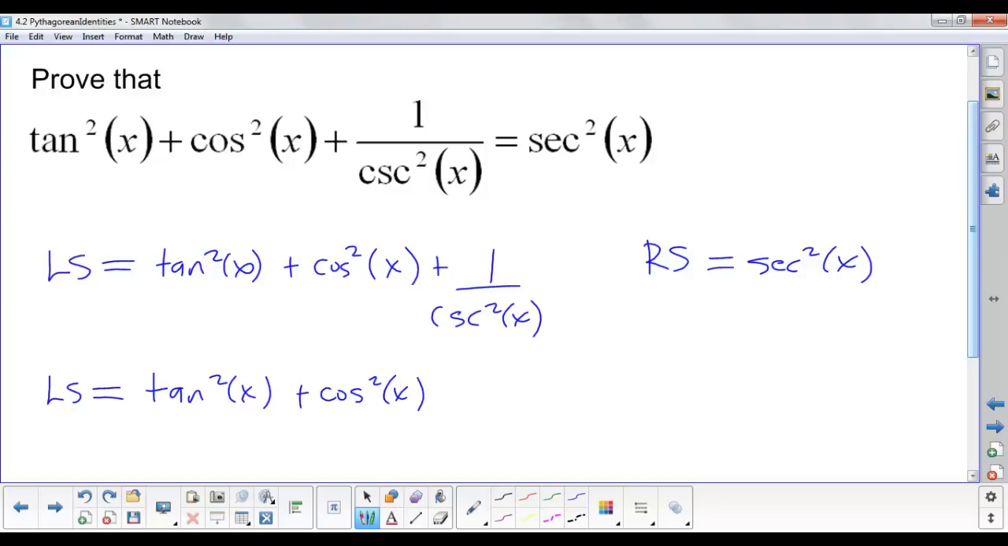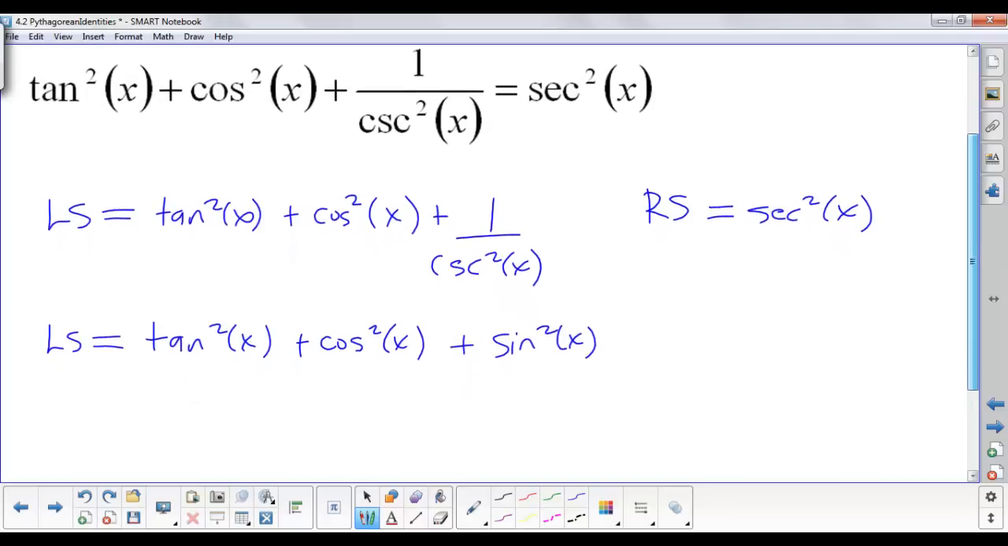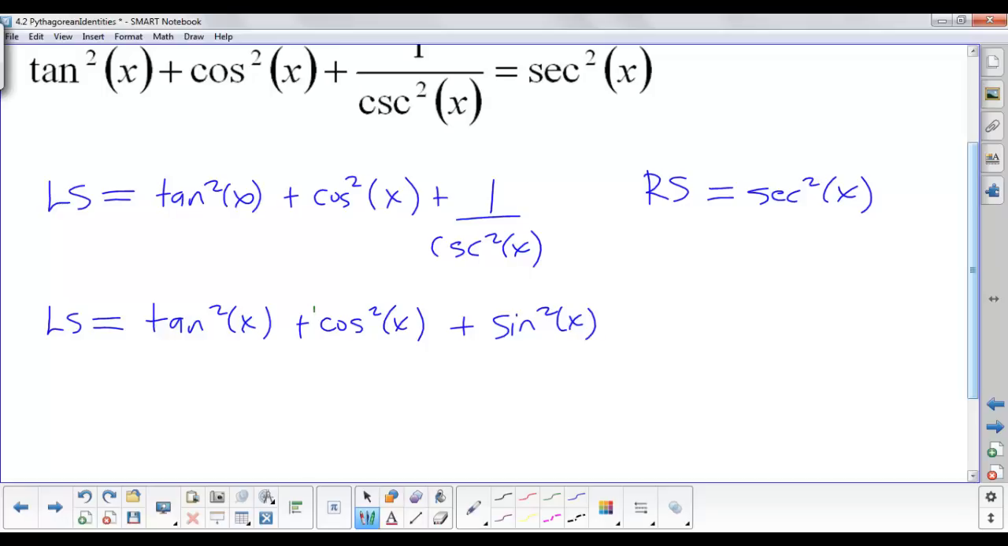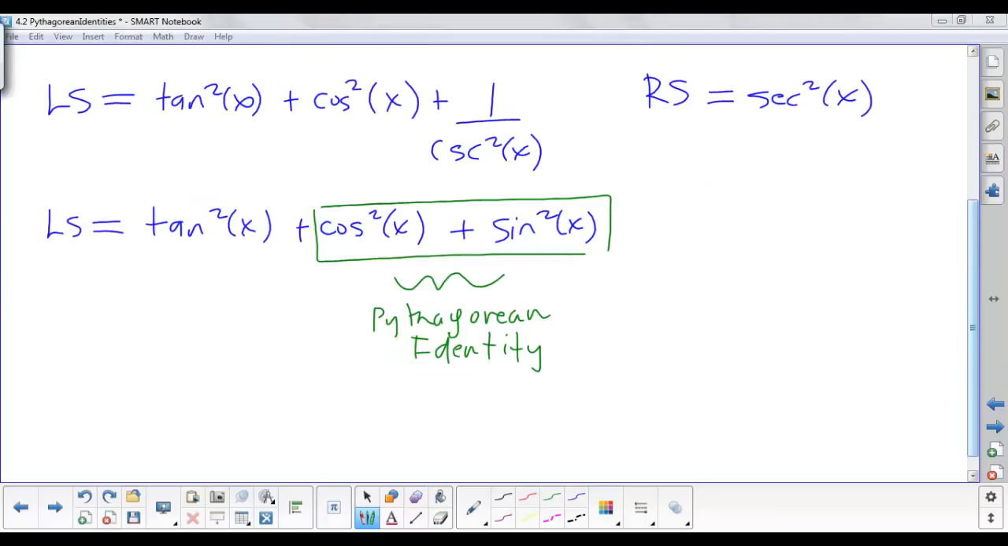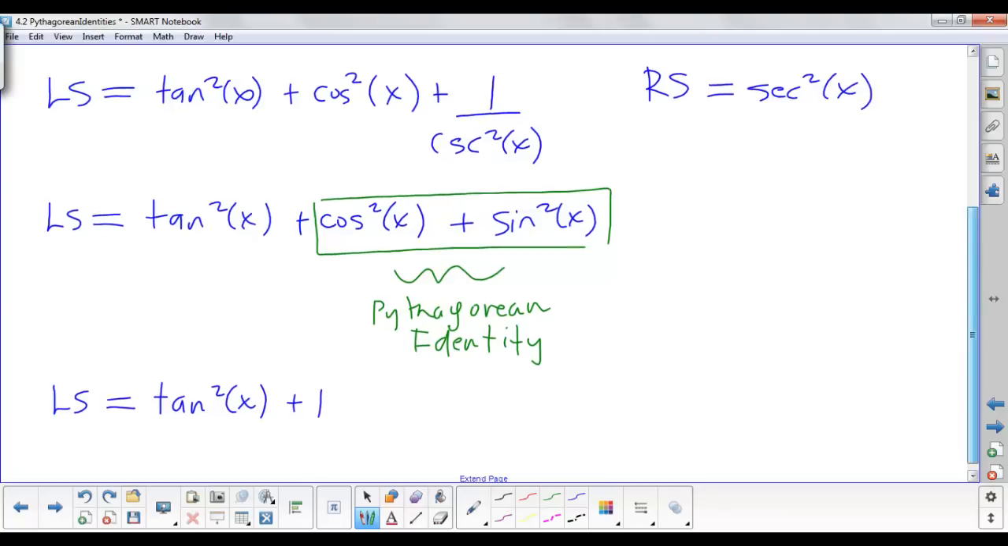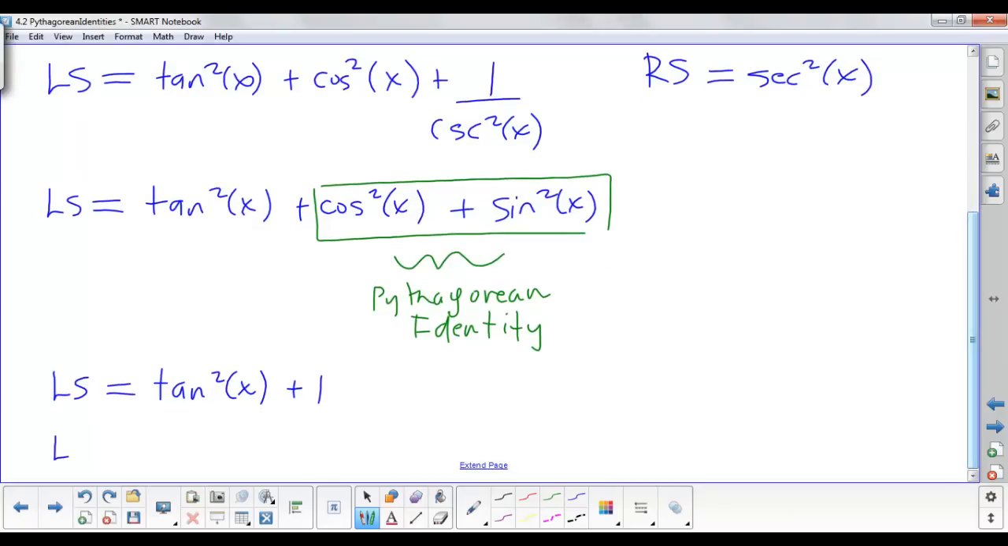So my left side, I'm going to have tangent squared x plus cos squared x. Now I see 1 over cosecant squared x, and I think, well, cosecant is the reciprocal of sine. So if I'm doing 1 over cosecant, that should be equal to, as it turns out, just sine squared x. So I'm going to be able to do that substitution for that third expression there. And then what I would now hopefully pick up on is the fact that I have a combination of sine squared x plus cos squared x. This is one of the Pythagorean identities. I should recognize that that particular Pythagorean identity is just equal to 1. So what I'll have now is that my left side is tangent squared x plus 1. And at this point we've seen a few minutes ago that tangent squared x plus 1 is equal to secant squared x.